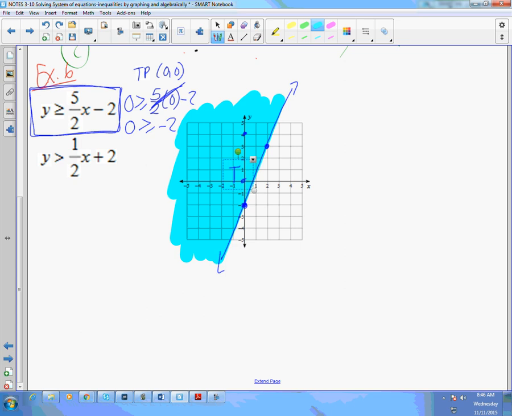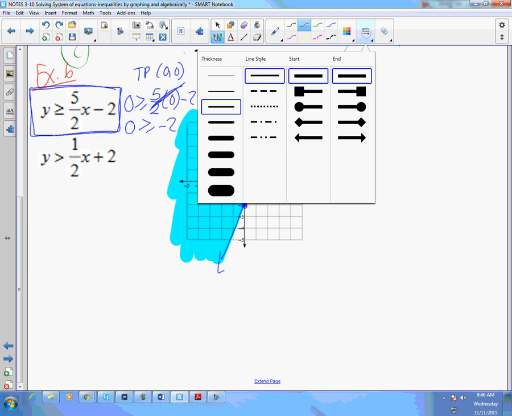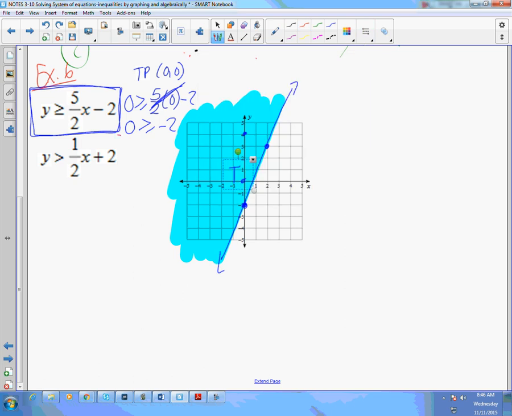And when you're ready, pick your second color pencil. Make sure you write it in that color or highlight it in the color so it's color coded. Put your y-intercept on, then use your slope.